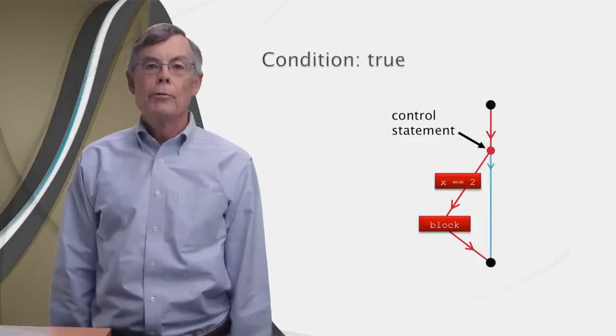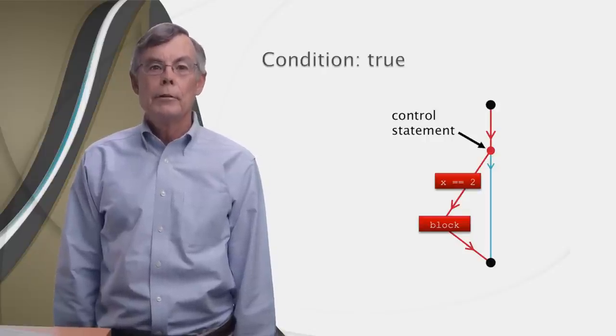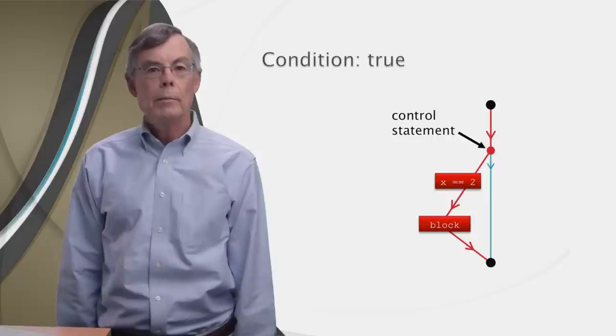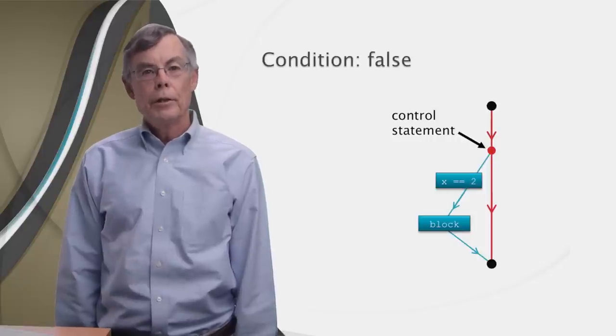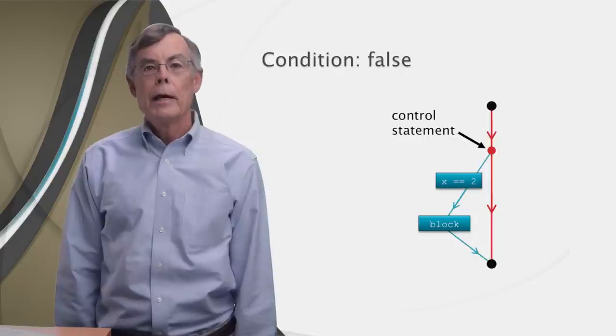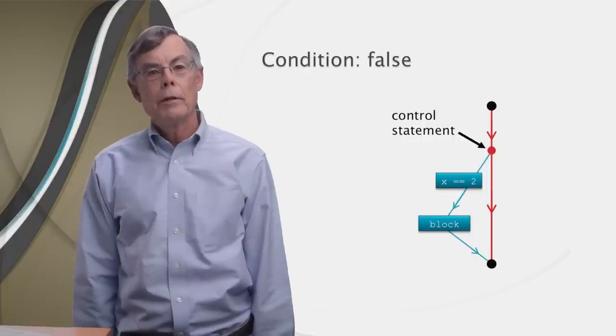This figure highlights in red the flow of control when the condition is true. And as you can see, in this case, MATLAB executes the block of statements inside the if statement. This figure shows the case when the condition is false. This time, the red line shows that we skip the block statements inside the if statement and jump past it to the statement after the if statement.